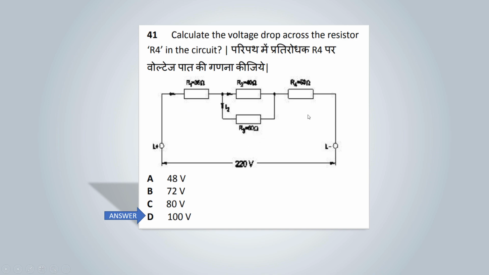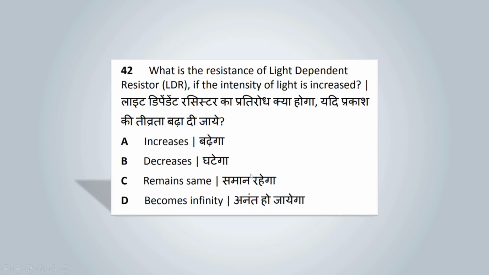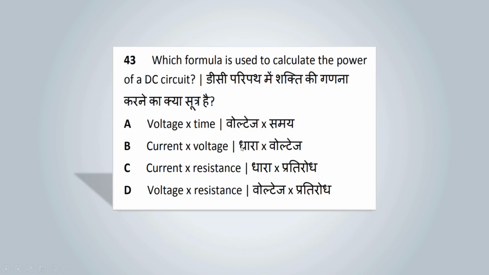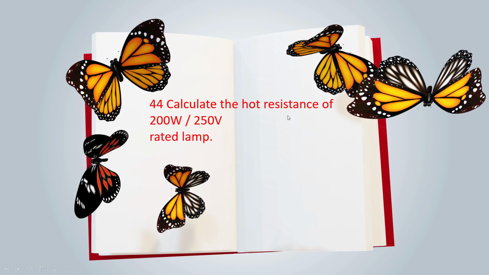What is the resistance of light dependent resistor if the intensity of light is increased? The answer is decreases. Which formula is used to calculate the power of a DC circuit? The answer is current into voltage. Calculate the hot resistance of 200 watt 250 volt rated lamp.